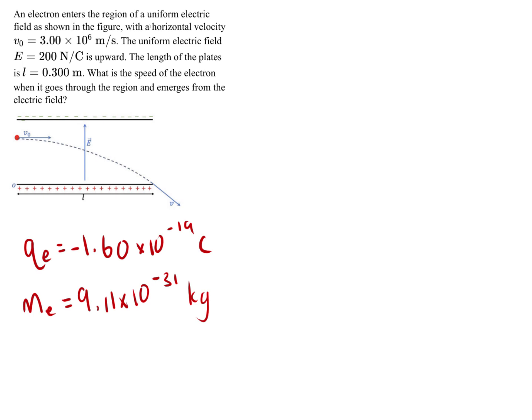An electron enters the region of a uniform electric field, as shown in the figure, with a horizontal velocity v equals 3 times 10 to the 6 meters per second. The uniform electric field, E equals 200 newtons per coulomb, is upward. The length of the plates is L equals 0.3 meters. What is the speed of the electron when it goes through the region and emerges from the electric field?